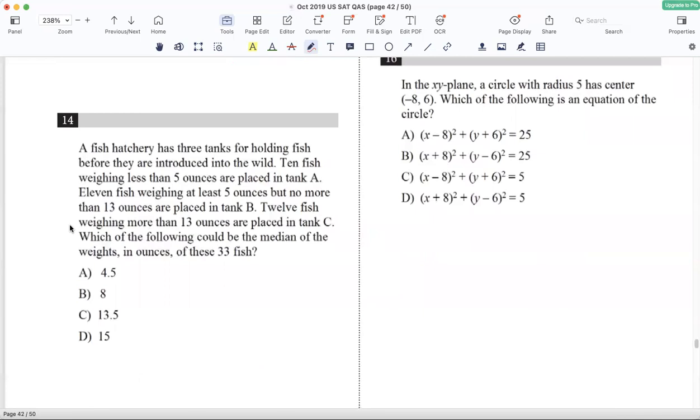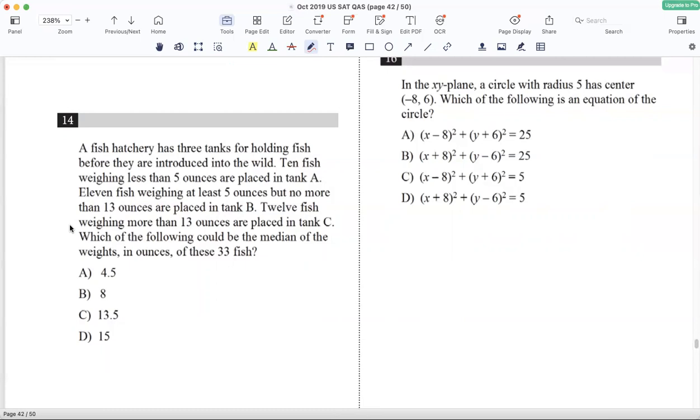A fish hatchery has 3 tanks for holding fish before they are introduced into the wild. 10 fish weighing less than 5 ounces are placed in tank A. 11 fish weighing at least 5 ounces but no more than 13 ounces are placed in tank B, and 12 fish weighing more than 13 ounces are placed in tank C. Which of the following could be the median of the weights?